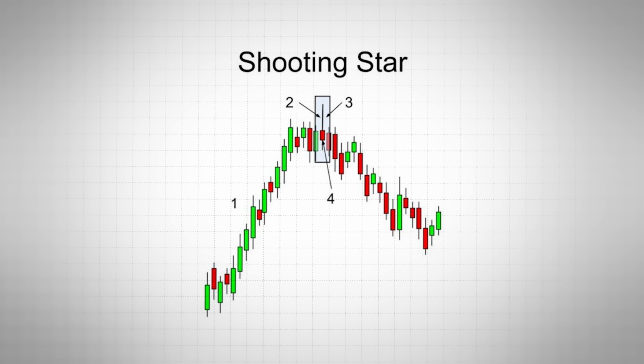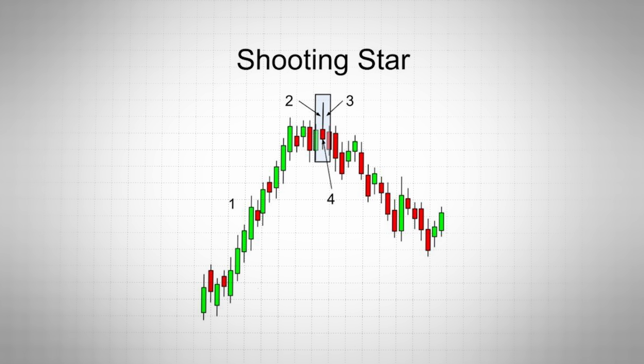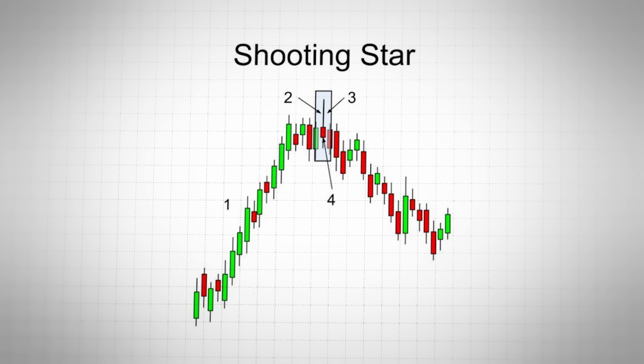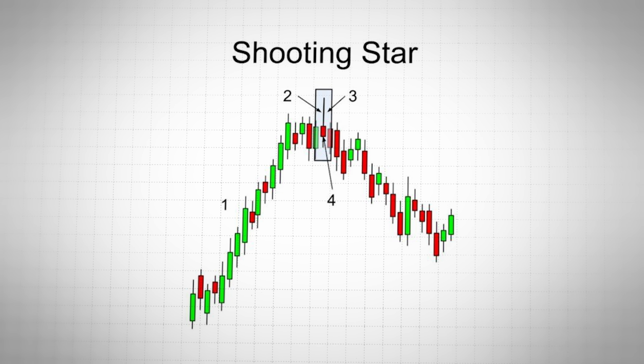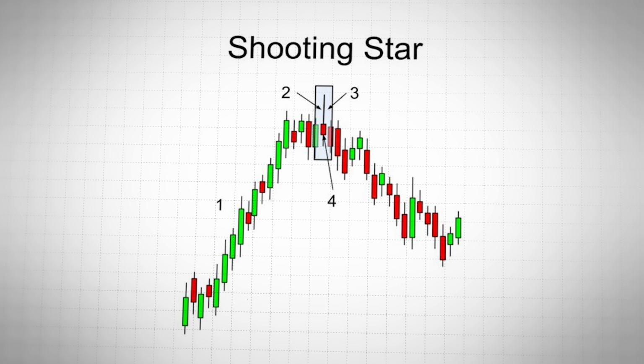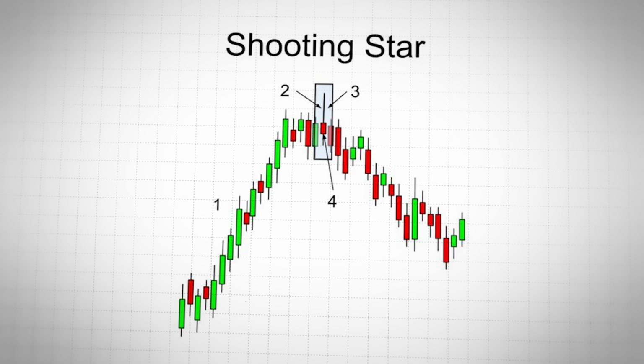So, starting with the shooting star, it consists of a red candle with a small body and a long wick. Shooting stars typically occur during a strong uptrend, i.e. after multiple green candles. The long wick on the shooting star tells you that traders are starting to take profit and that a reversal could be imminent.